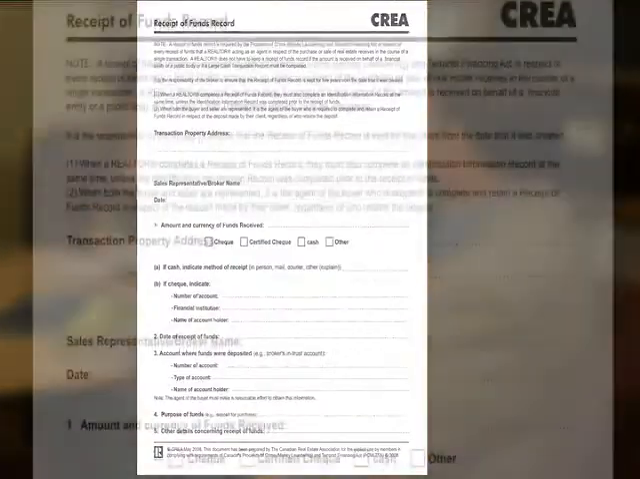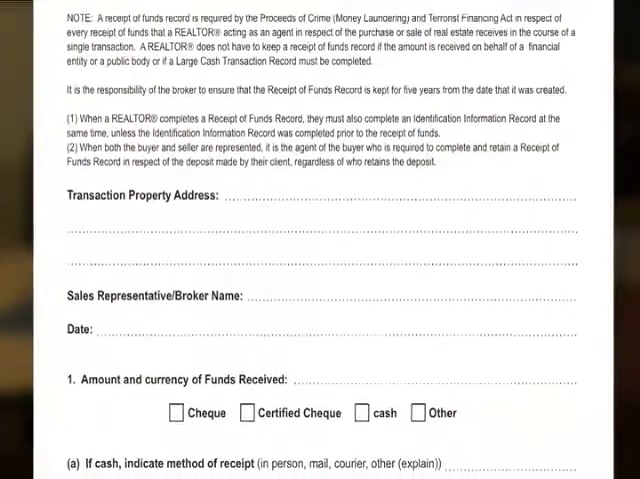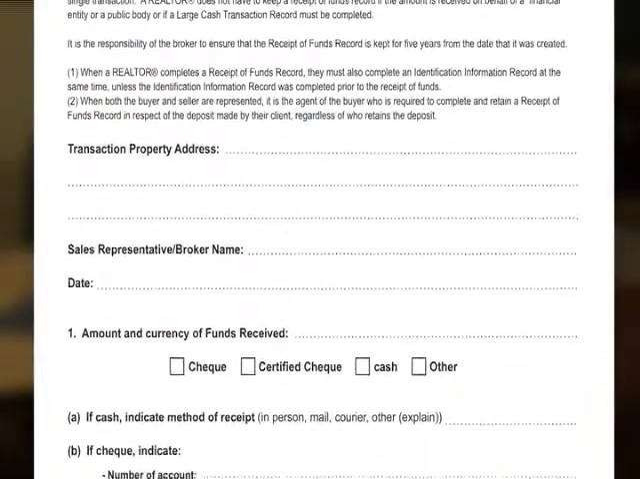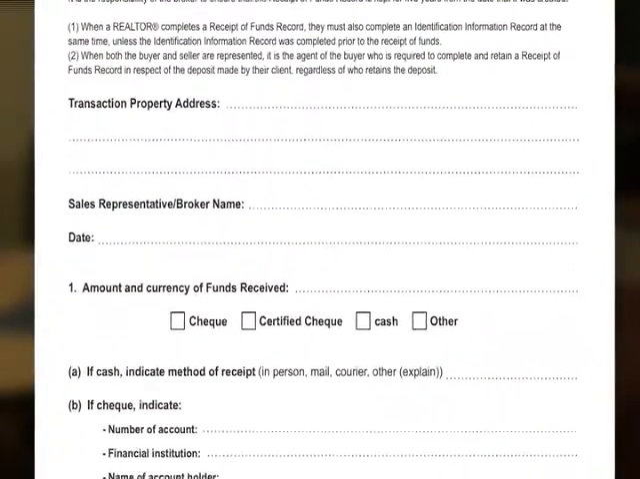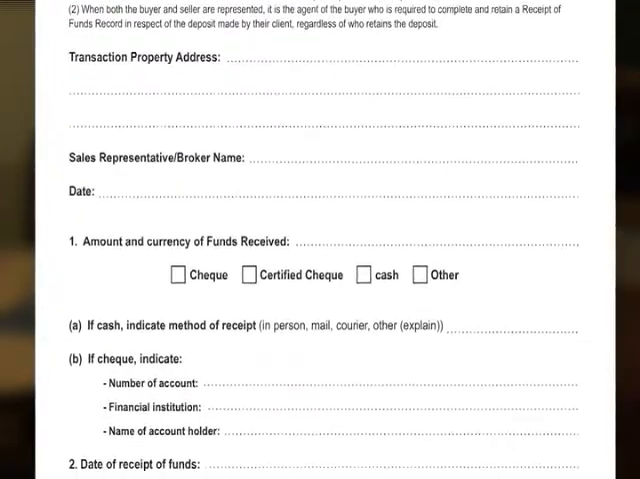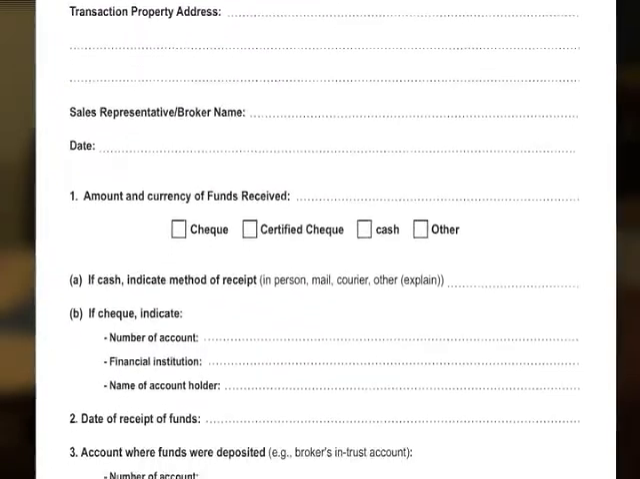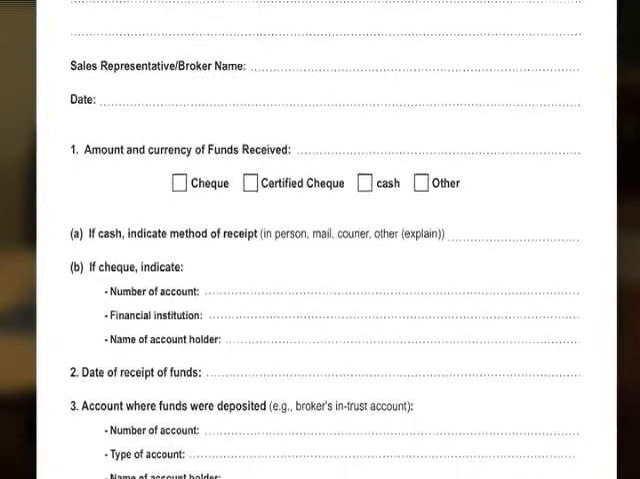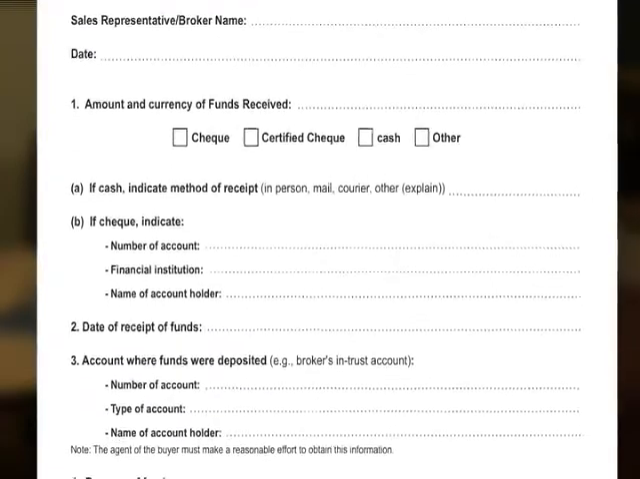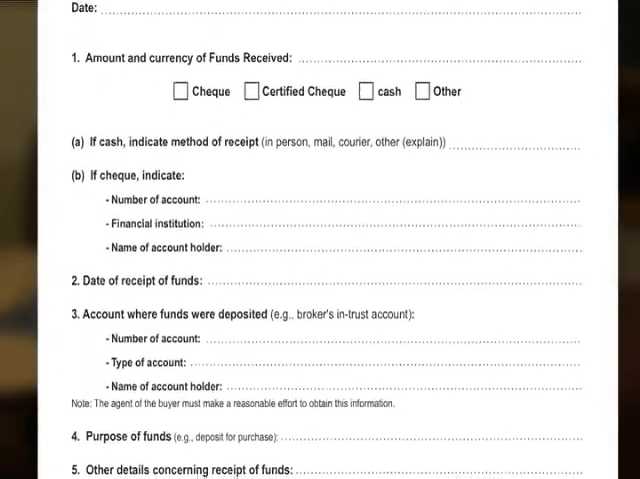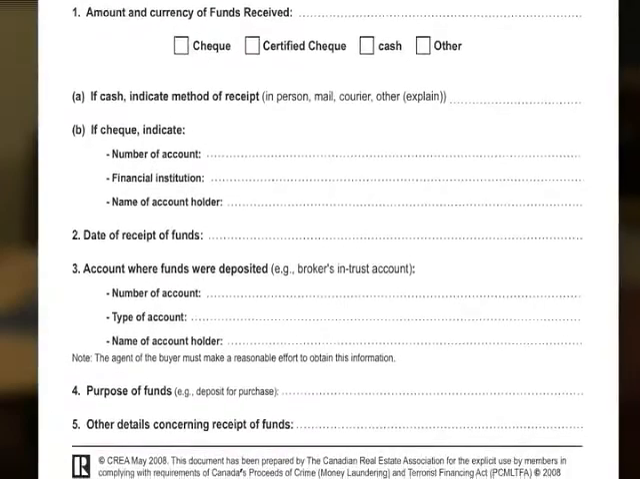It's the buyer's agent who has to complete it, even if the deposit ends up directly in the bank account of the listing broker. Remember, the only time you don't have to fill out this form is if the funds are coming on behalf of a financial entity such as a bank, or from a government agency, or if a large cash transaction record is required instead.